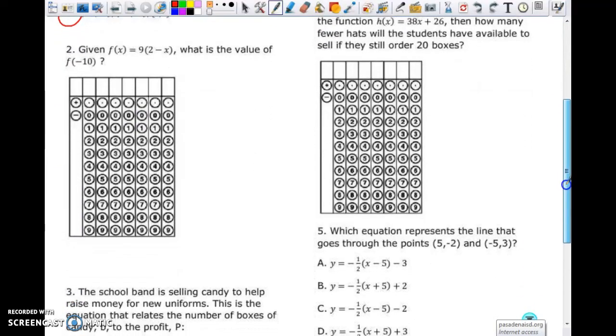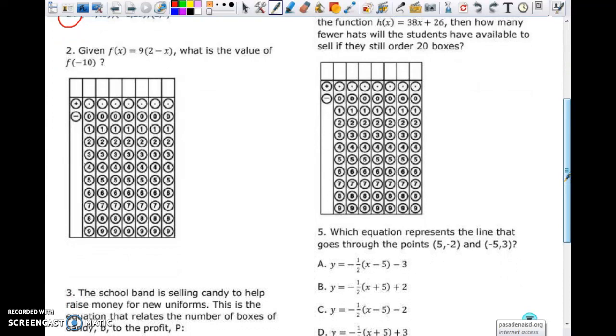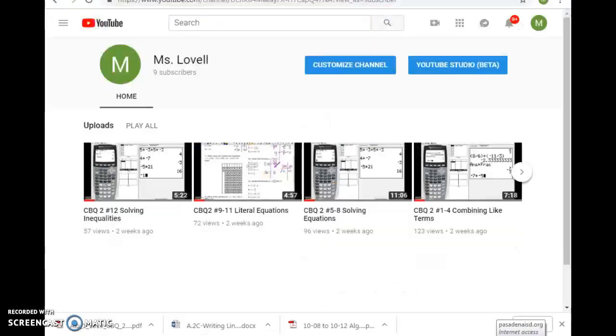All right, number 2. If given f of x equals 9 times 2 minus x, what is the value of f of negative 10? Remember, when we were evaluating, it is asking if we're putting a negative 10 for the x. They want to know when you put negative 10 in here, what should we get out? So do you remember how to do this? Again, you want to plug this into Desmos.